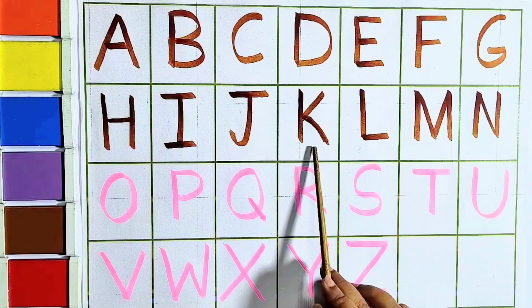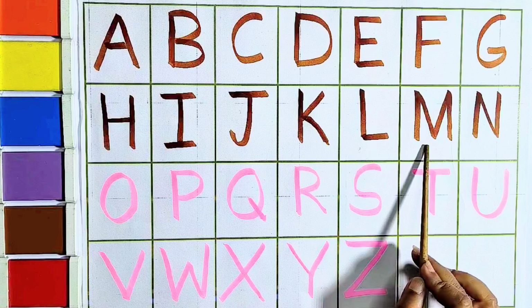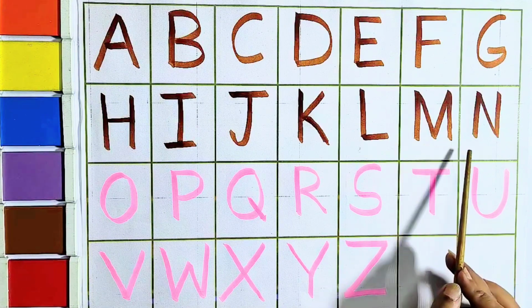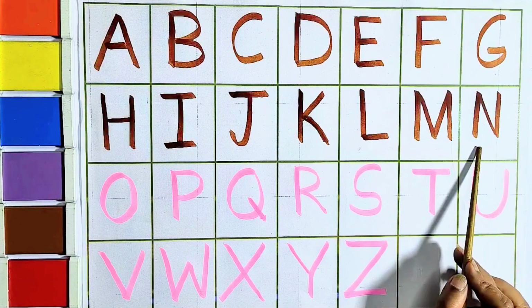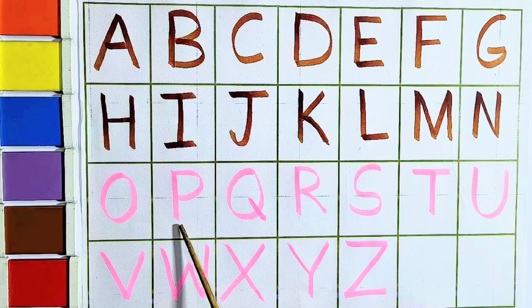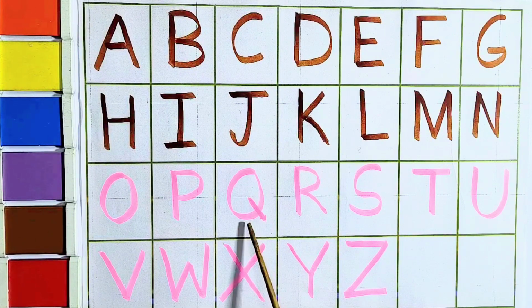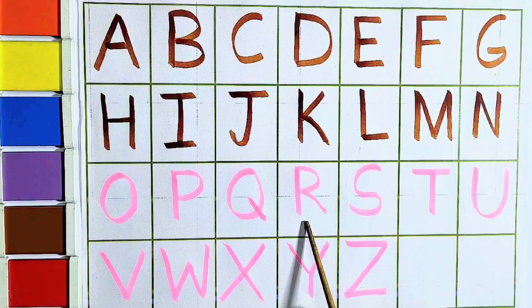K for kettle. L for lamp. M for monkey. N for nest. O for orange. P for parrot. Q for, what is Q for? Queen. Q for queen. R for rat.